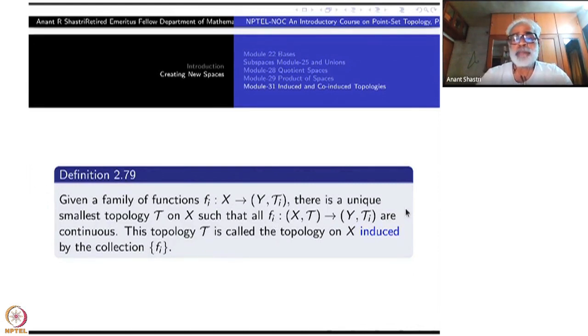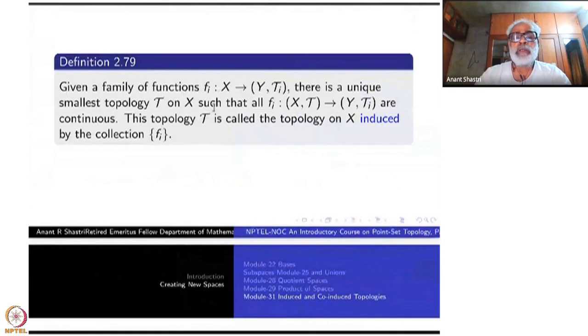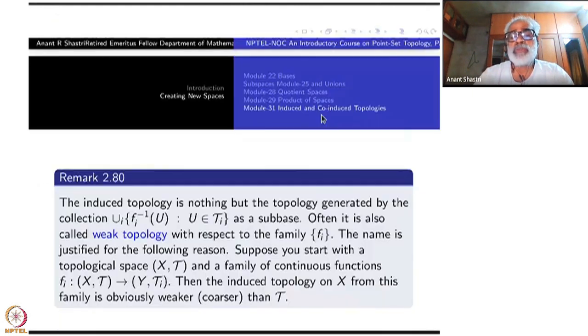We have seen this, okay? So this topology tau is called the topology on X induced by the collection Fi. All right, the induced topology, remember, this is the definition. What is this smallest topology? It has the subbase consisting of all Fi inverse of Ui, where Ui's range over tau I. Take any element of tau I, say Ui, take Fi inverse of Ui, put all of them together. Okay, so this is the topology: the union of all Fi inverse of U, where U belongs to tau I. That is a subbase.